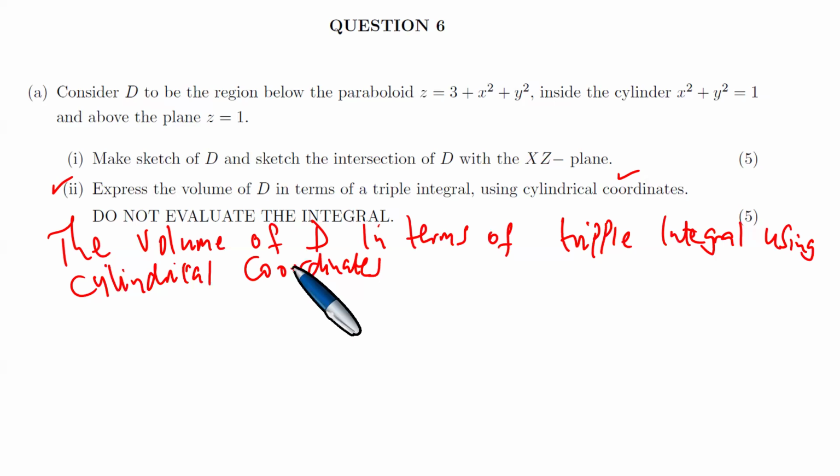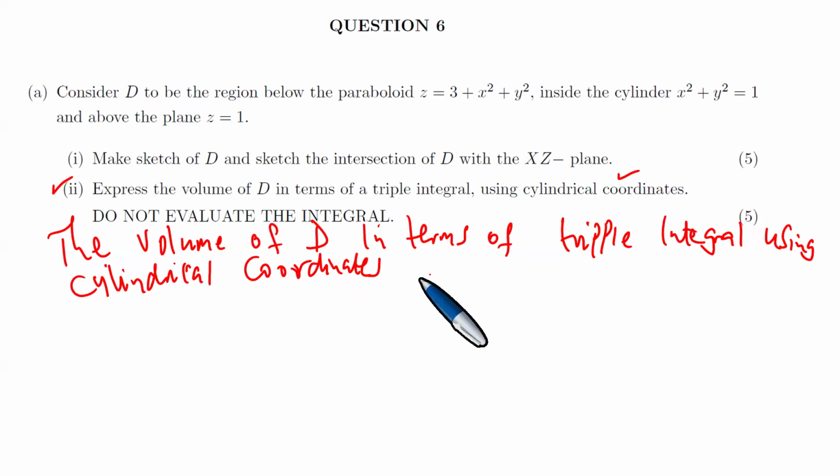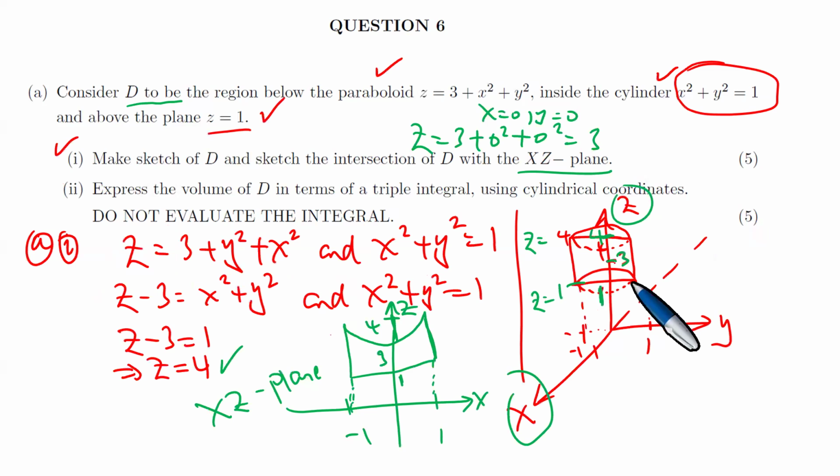So the volume of D using cylindrical coordinates, we've already seen that the radius is, for instance here in the xy plane, from 0 to 1. So r is from 0 to 1. This thing here is the circle. The cross-sectional view is circular. It has circles at each end of this cylinder. But we're looking at it from z equals 1 to z equals 4.